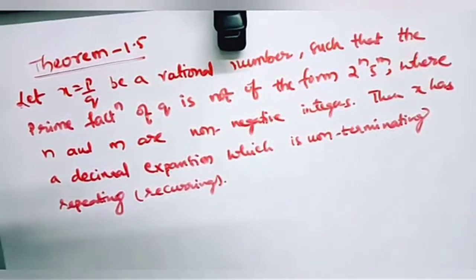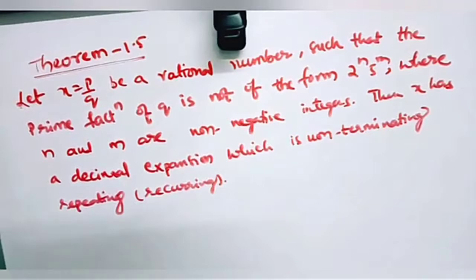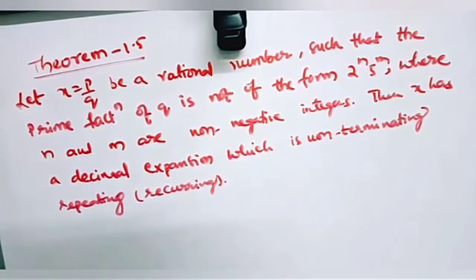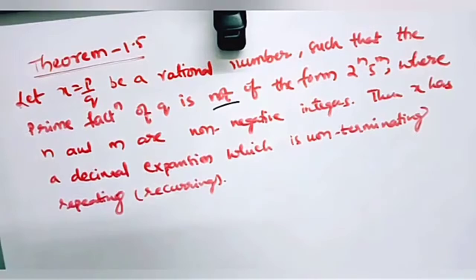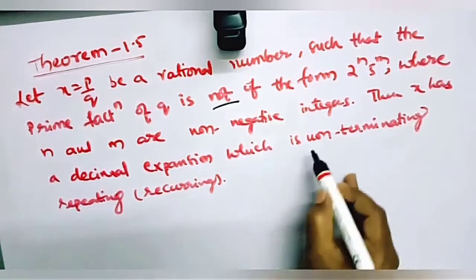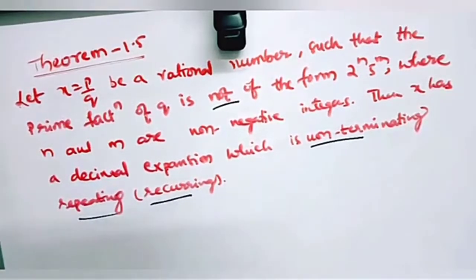Next, theorem 1.5. Let x equal p by q be a rational number such that the prime factorization of q is not of the form 2 power n and 5 to the power of m, where n and m are non-negative integers. Then x has a decimal expansion which is non-terminating recurring.